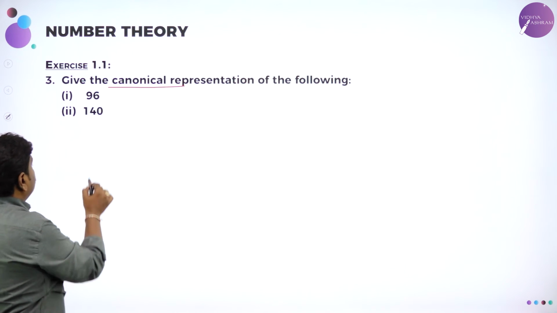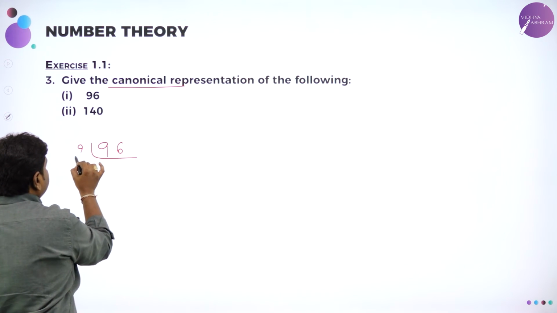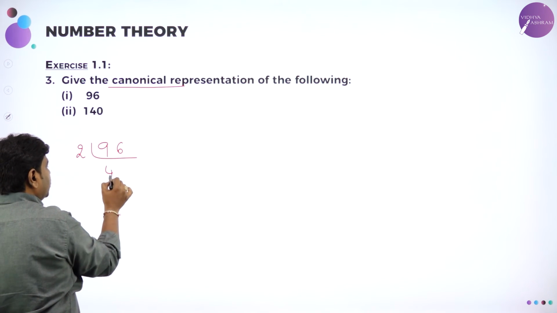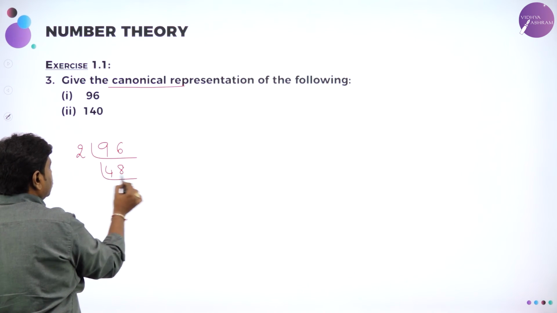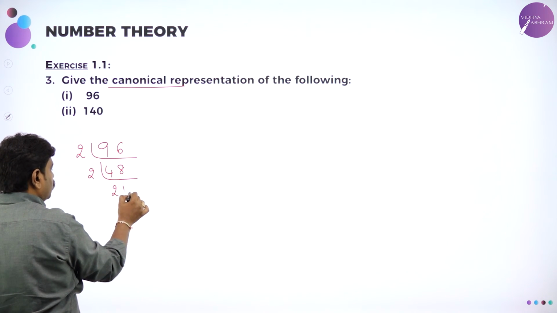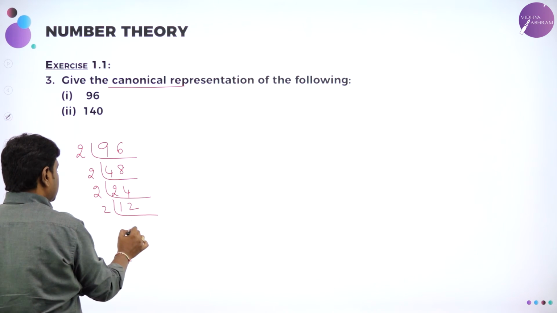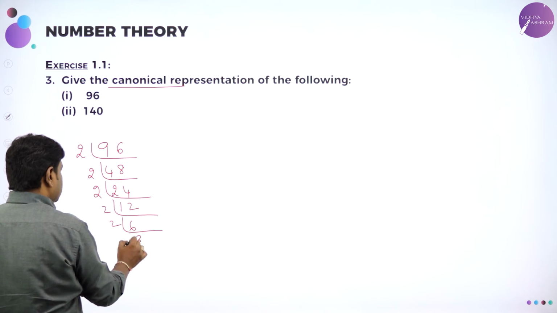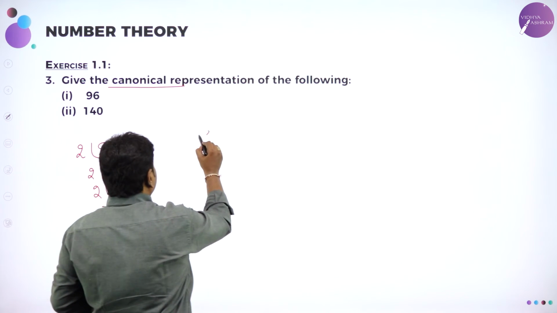So now to write in canonical form, go on dividing with prime numbers. Start with 2. 2 4s are 8, 1 comes here, 16. 2 8s are 16. Again 2 2s are 4. 2 4s are 8. Again 2 12s are 24. Again 2 6s are 12. And 2 3s are 6. And 3 1s are 3. So now they want 96 to be written in terms of prime factors.